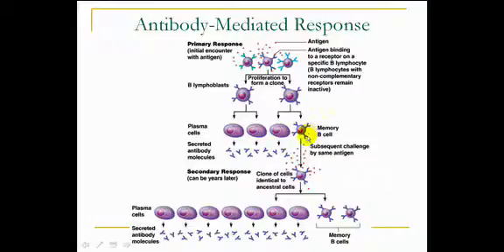Some other cells will differentiate into memory cells, and these cells will stick around in the body for quite a long time, so that if you ever get exposed to that same antigen again, it will respond faster and produce a more vigorous response. This is what we call immunity.